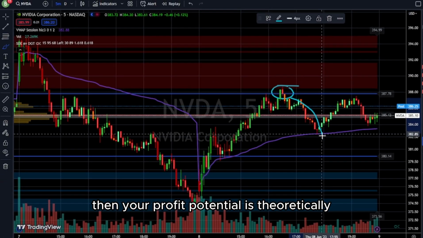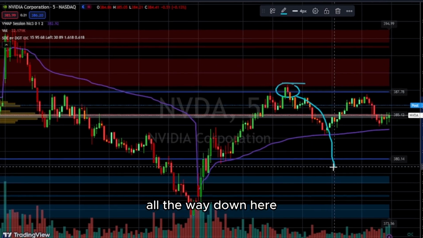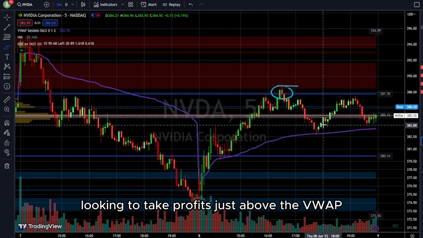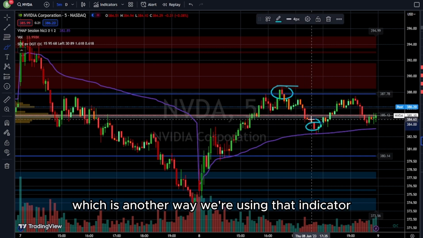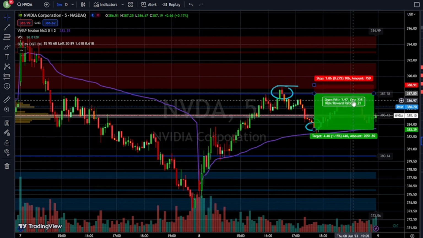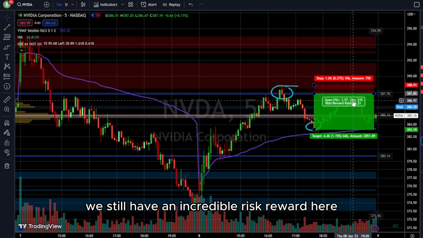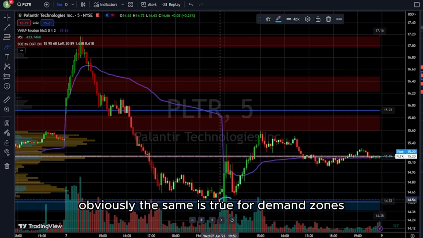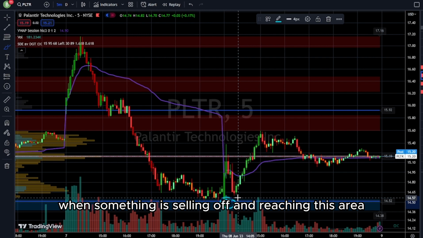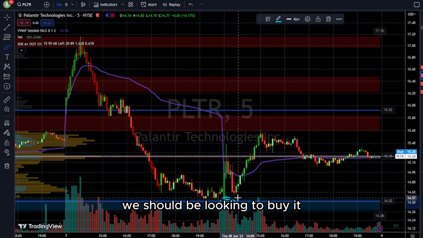Then your profit potential is theoretically all the way down here, but I'm typically looking to take profits just above the VWAP, which is another way we're using that indicator along with the supply and demand zones. And even though it didn't make it all the way down to the demand zone, we still have an incredible risk reward here. Obviously, the same is true for demand zones. When something is selling off and reaching this area, we should be looking to buy it if it comes back above it.